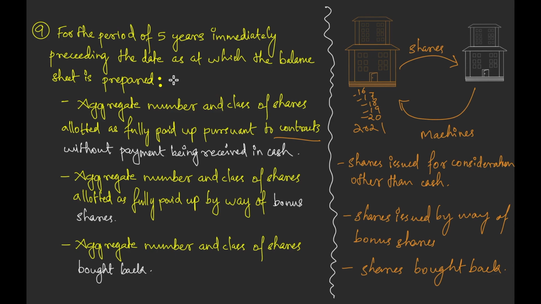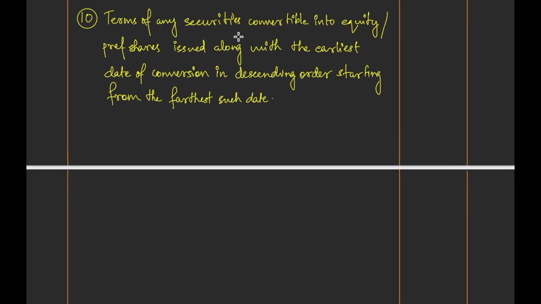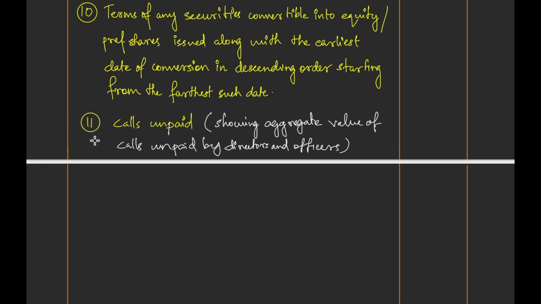Now let's move on to the next one. Terms of any securities convertible into equity or preference shares issued along with the earliest date of conversion in descending order starting from the farthest such date. So in the notes to accounts under share capital, we should provide details of convertible securities or terms of any securities convertible into equity or preference shares with the earliest date of conversion in descending order starting from the farthest such date. The next point is calls unpaid, showing aggregate value of calls unpaid by directors and officers.